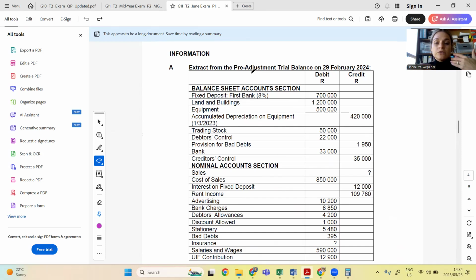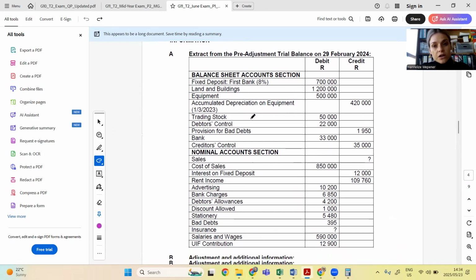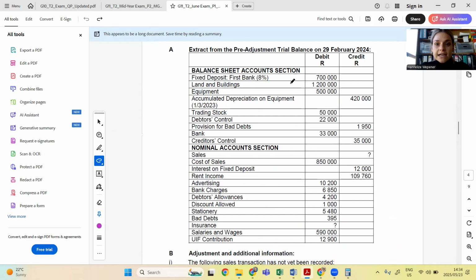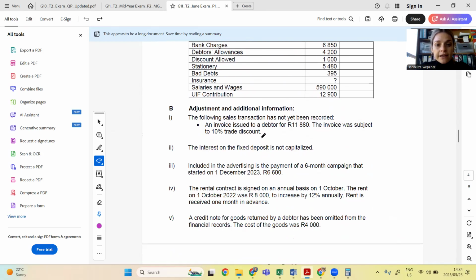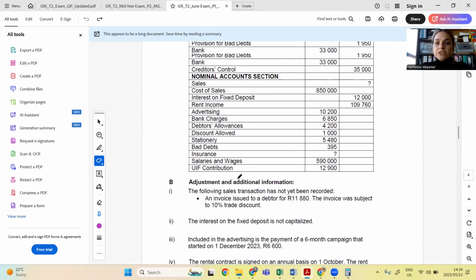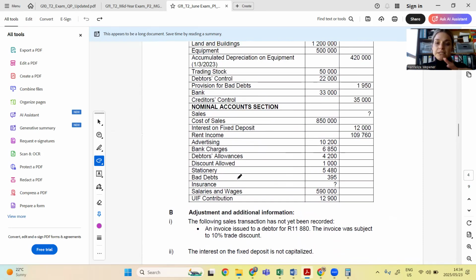That also includes your depreciation and then interest on loans and deposits. So this is your starting point. You want to start with the figures as per the pre-adjustment trial balance. Then we are going to apply the adjustments to get to our post-adjustment trial balance, which is now the trial balance that we can use to compile our financial statements.